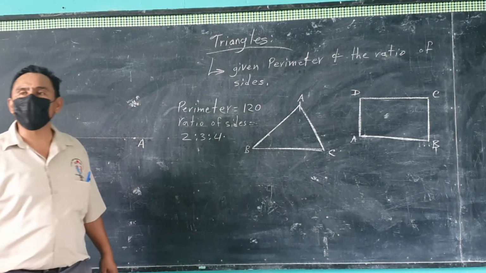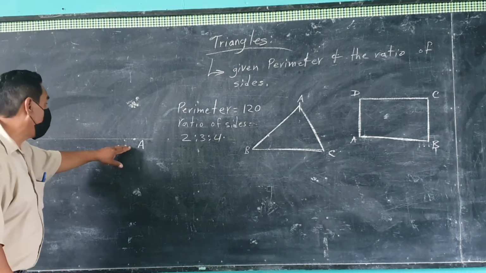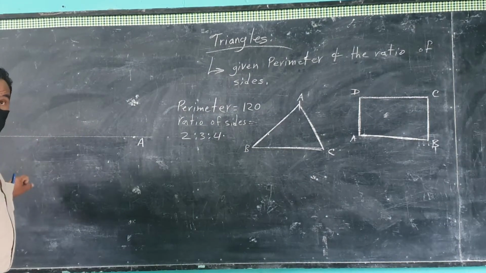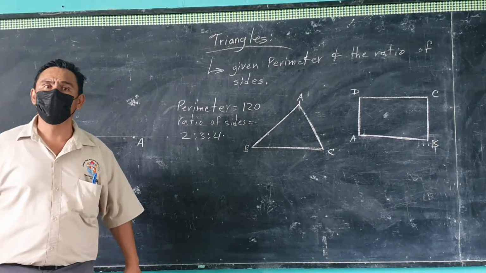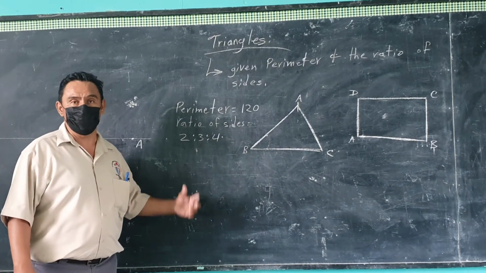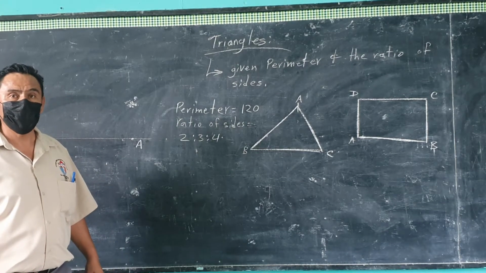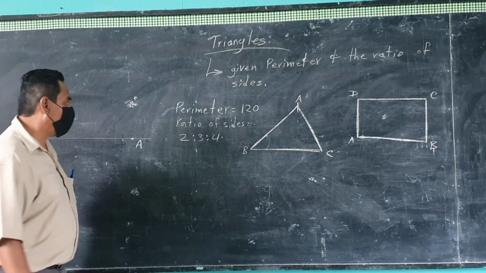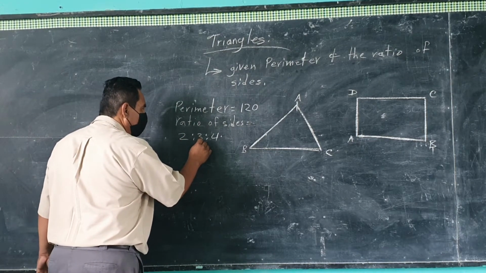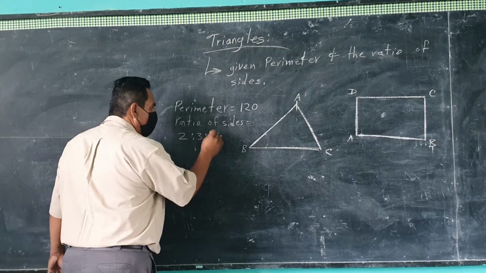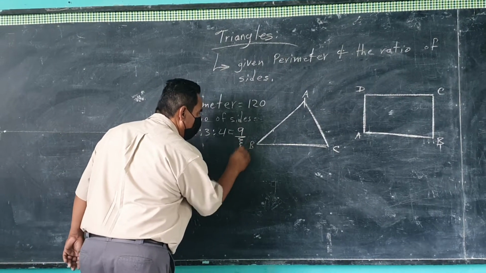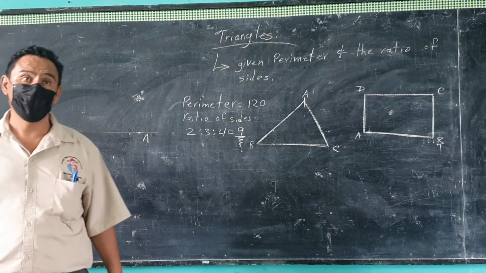Now, what would be our next step? I have measured already the perimeter, and if you notice, nothing is being darkened up to now. So what are you going to do now? You are going to add your ratios. So 2 plus 3 gives me 5, plus 4, 9. This number here is your key one.